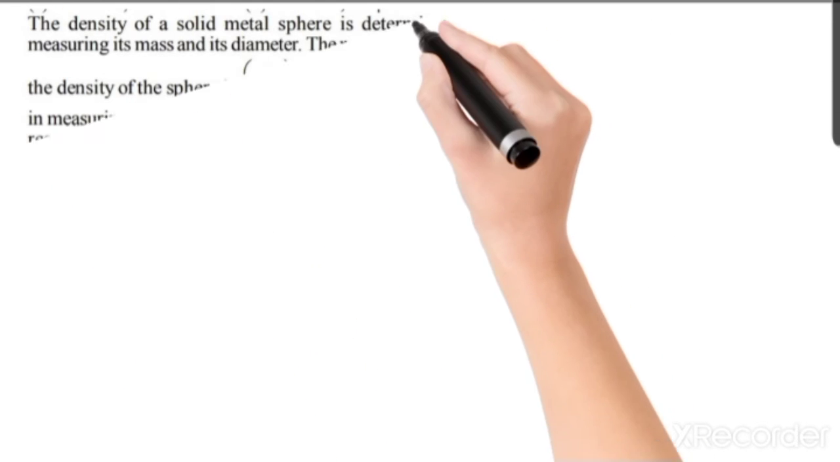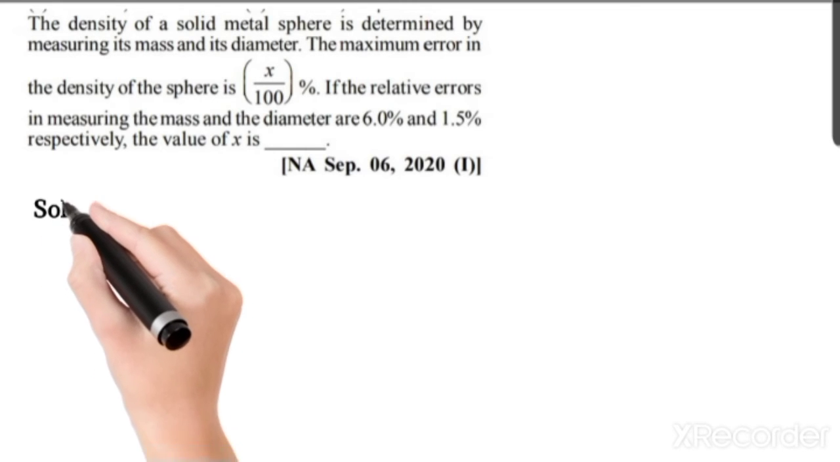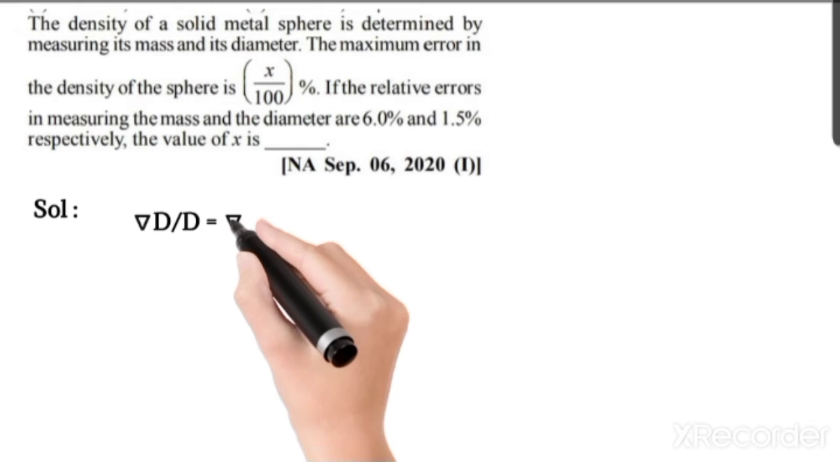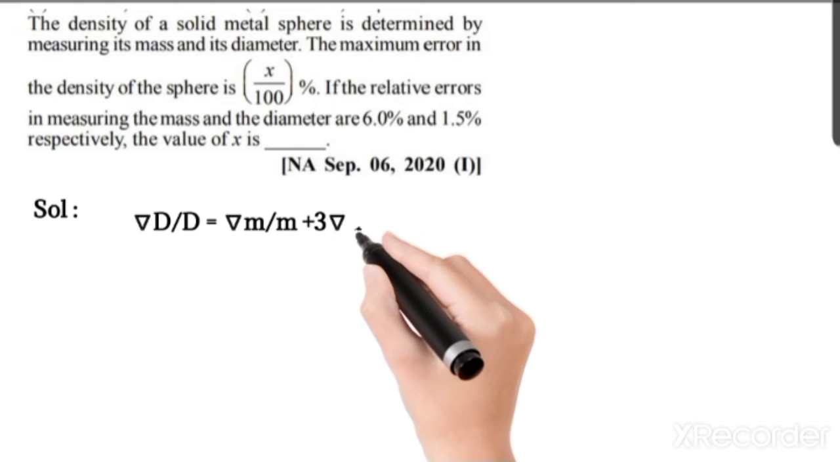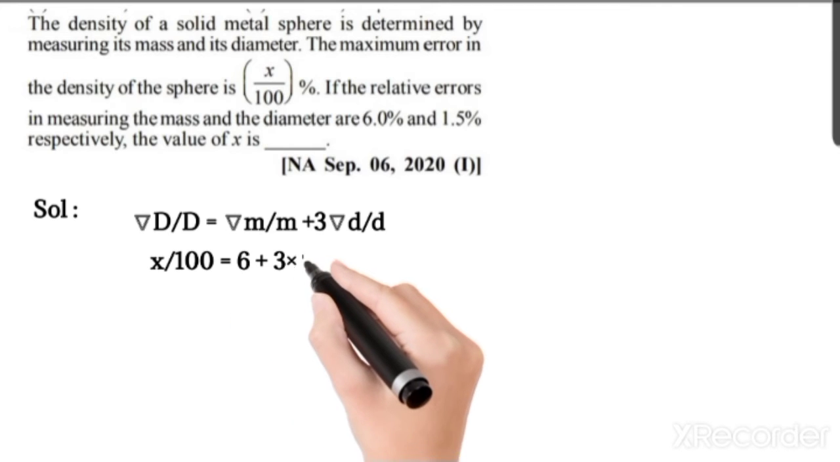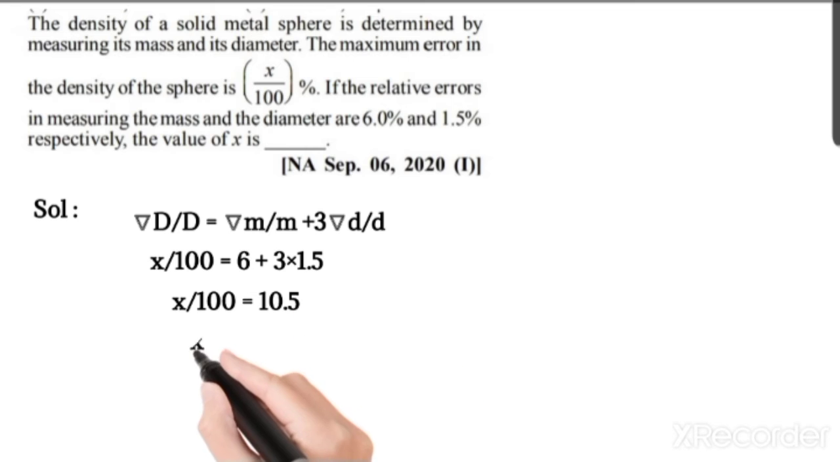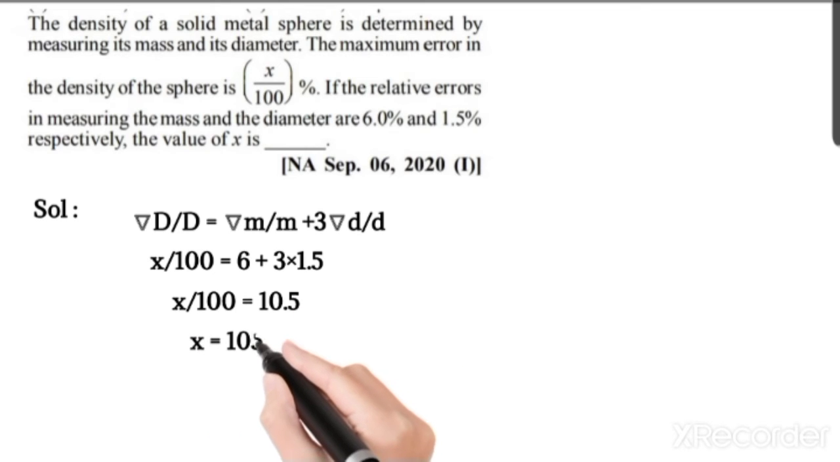Next one is a problem on relative error. Given that the relative error in density of a solid metal sphere is x by 100%, and the relative errors in mass and diameter are 6% and 1.5% respectively. The relative error in density is equal to the relative error in mass plus 3 times the relative error in diameter. By substituting their values, the x value can be obtained as x is equal to 1050.